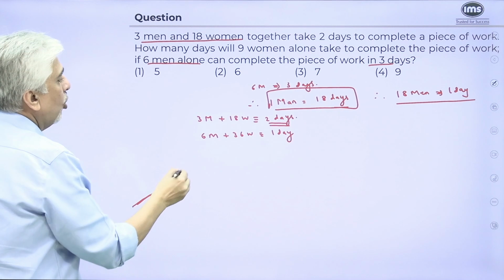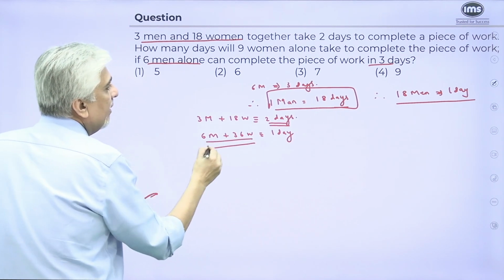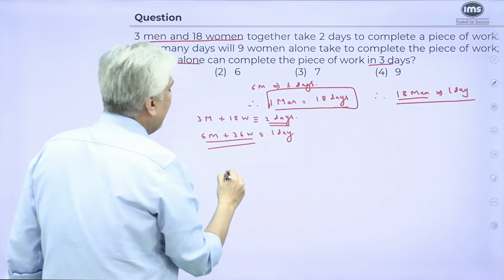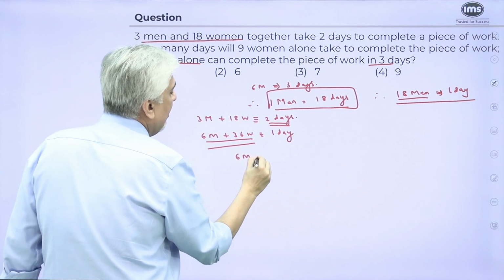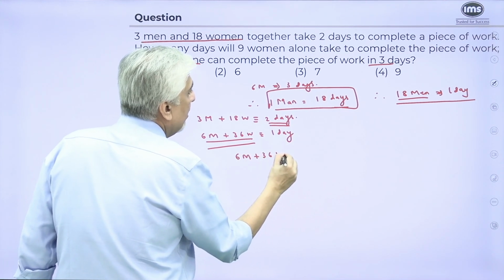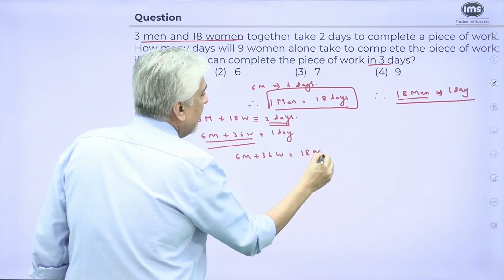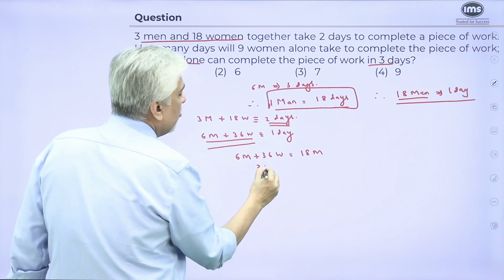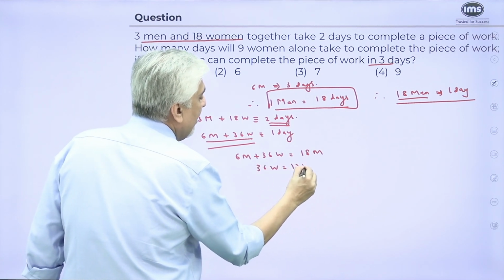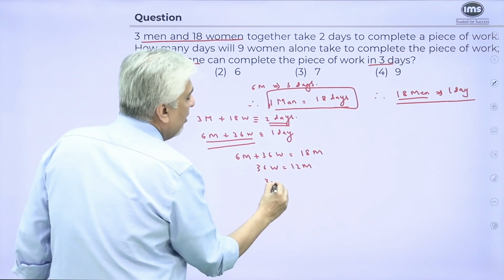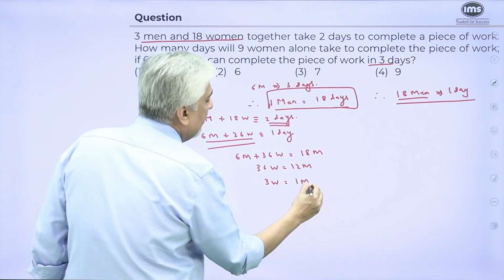So, this is also work done in 1 day. You can equate them. 6 men plus 36 women is equal to 18 men. So 36 women is equal to 12 men. Divided by 12, 3 women is equal to 1 man.